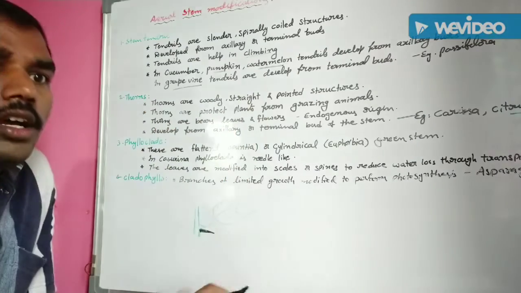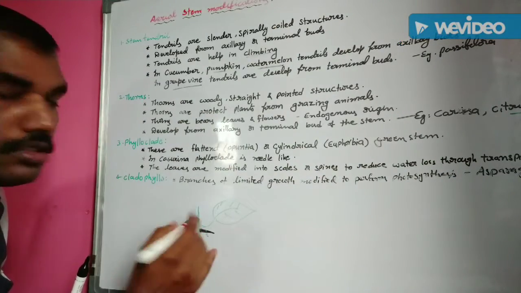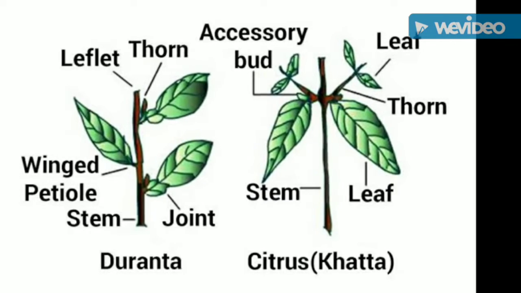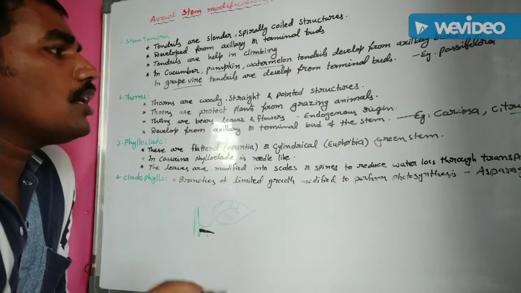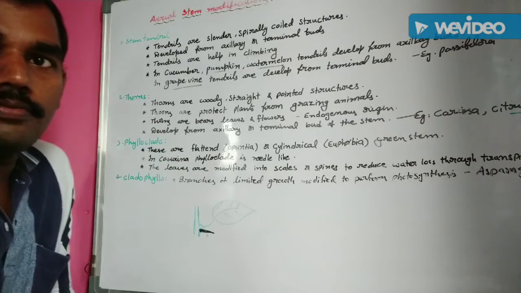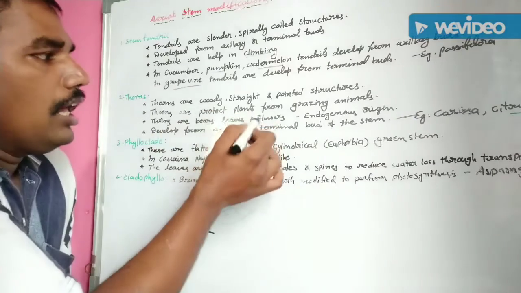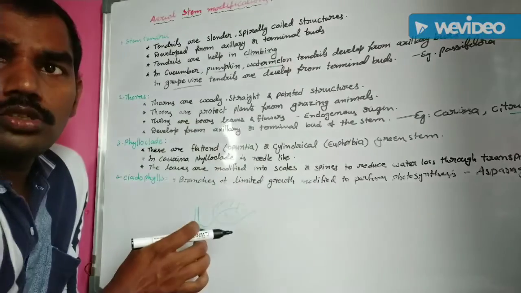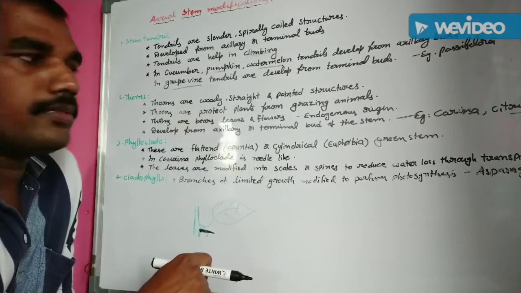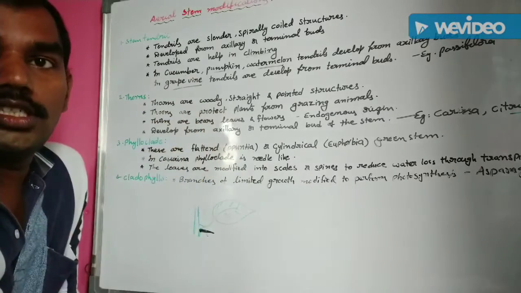Some leaves and flowers are also present on the thorns. Because of this reason, thorns are considered one of the stem modifications. Because of the presence of some leaves and flowers on the thorns, thorns are considered stem modifications. Understand? Next one, thorns are endogenous.